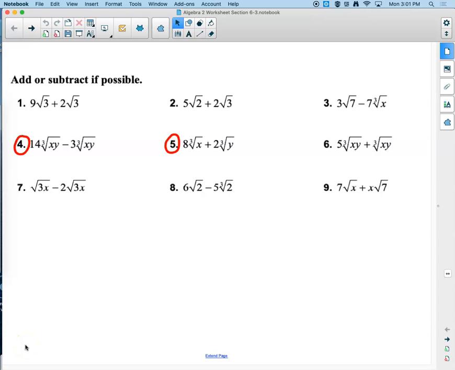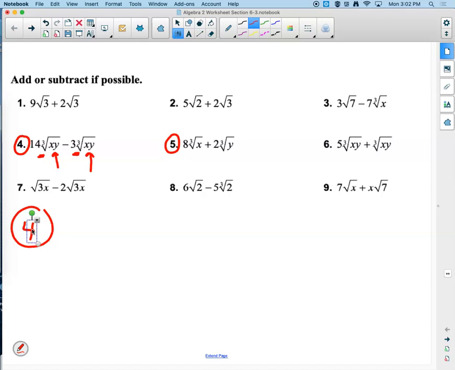Okay, this is the worksheet for section 6.3 that we did for 6.3 day 3 and the frequently asked questions for this one. I thought I'd just pick a couple out of each one of these groups here for us to look at. And number 4 has add or subtract if possible. And what we have to check is, are the index and the radicand exactly the same?